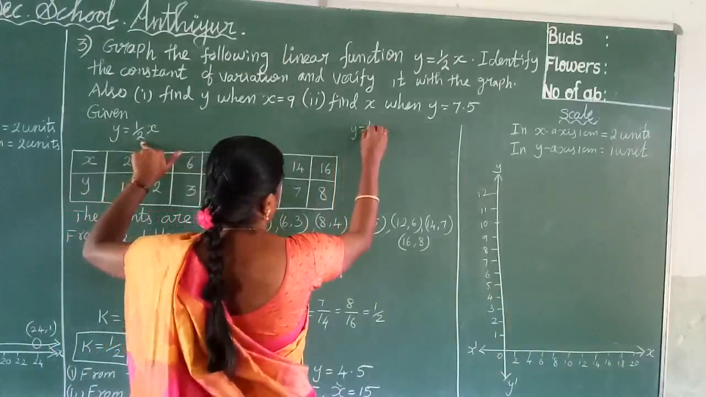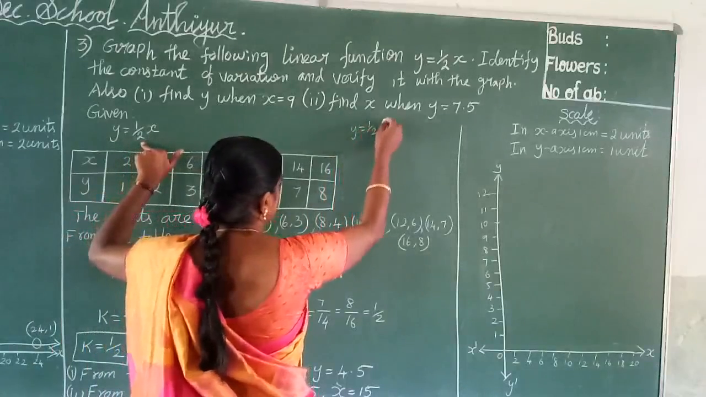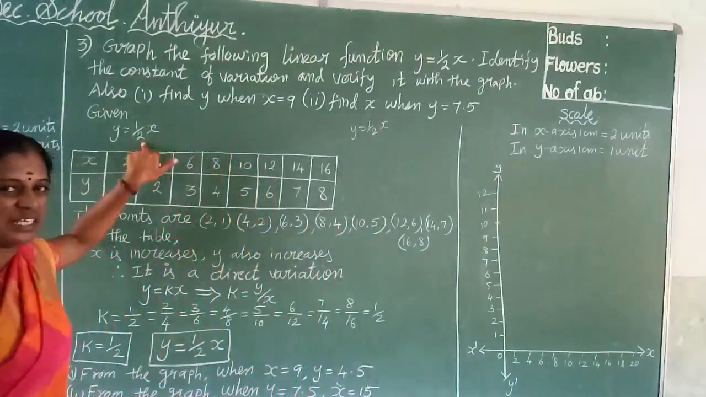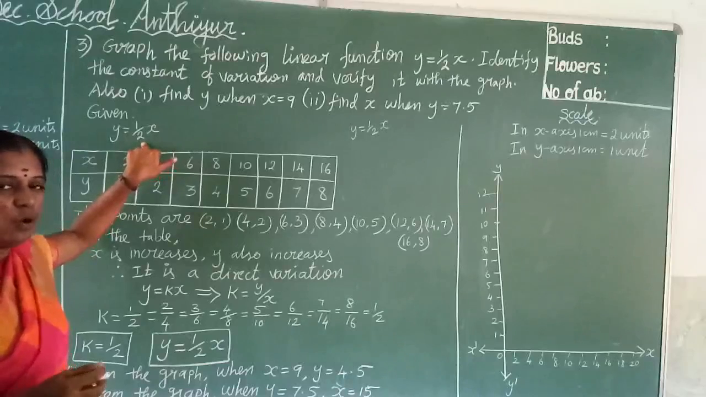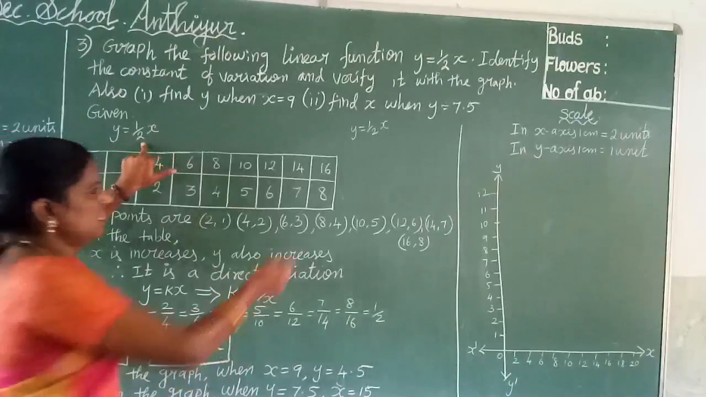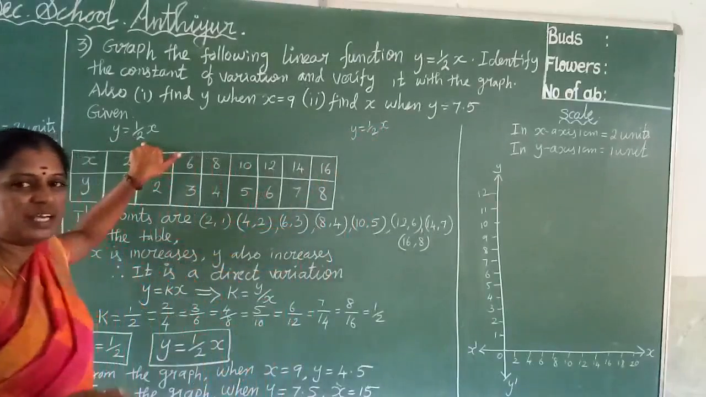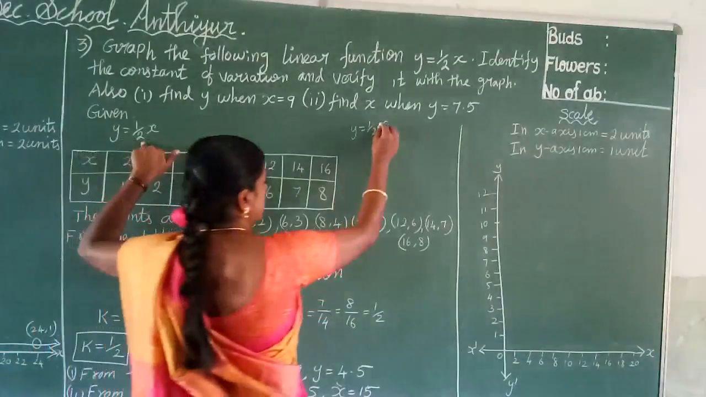So y equal to 1 by 2x. Suppose x we take 1, that means 1 by 2. Y value is 1 by 2, that is a fraction. So that's why we take whole numbers. Whole number means denominator 2. So x number you select an even number, then we get a whole number. So x place you take 2.